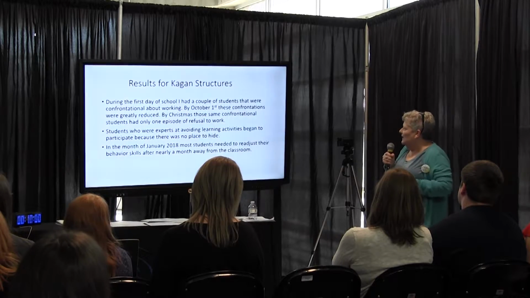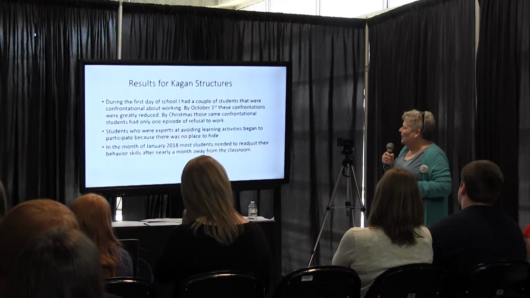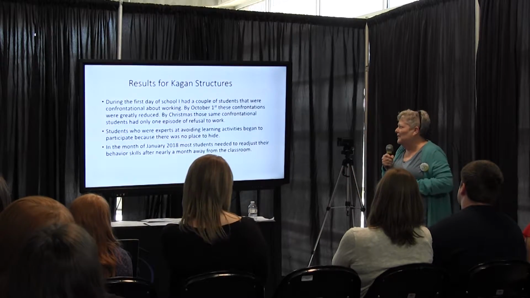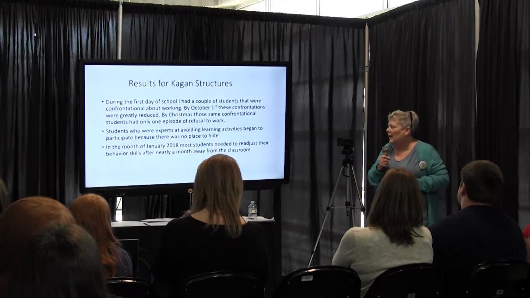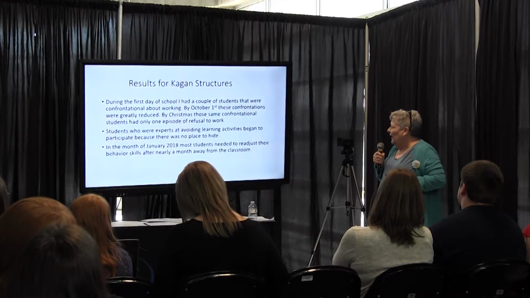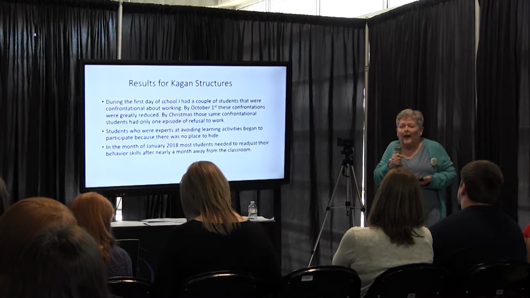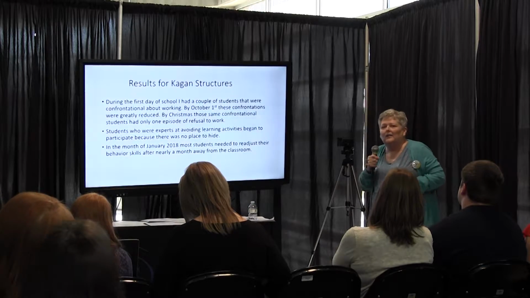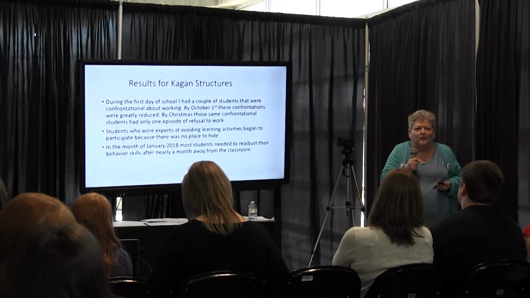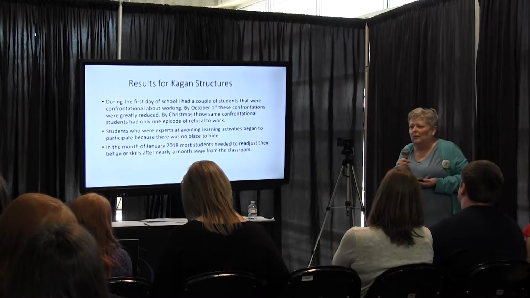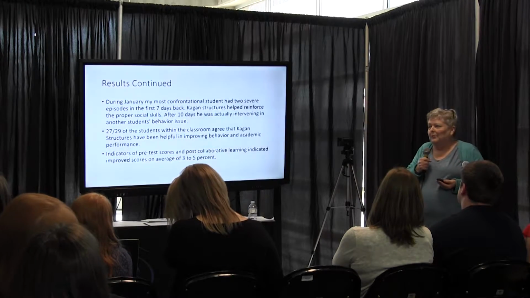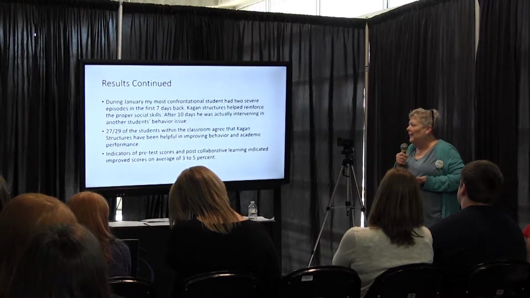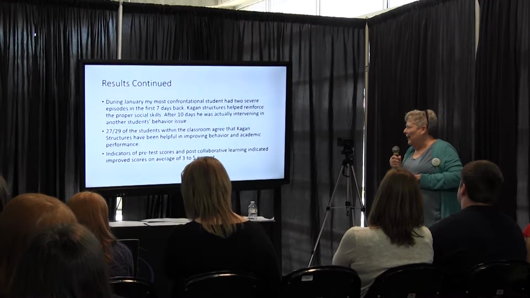During the first day of school, as I said, we had problems. By the time October came around, my students had learned rather well how to socialize with each other for a specific purpose. They had also learned that they had to participate. There's no place to hide in a cooperative learning group. In the month of January, I had a student who had a couple of meltdowns. He had to get reassociated with the social skills that he had learned with Kagan. But since January, that same student has been the one that's telling other kids, don't do that bad behavior.